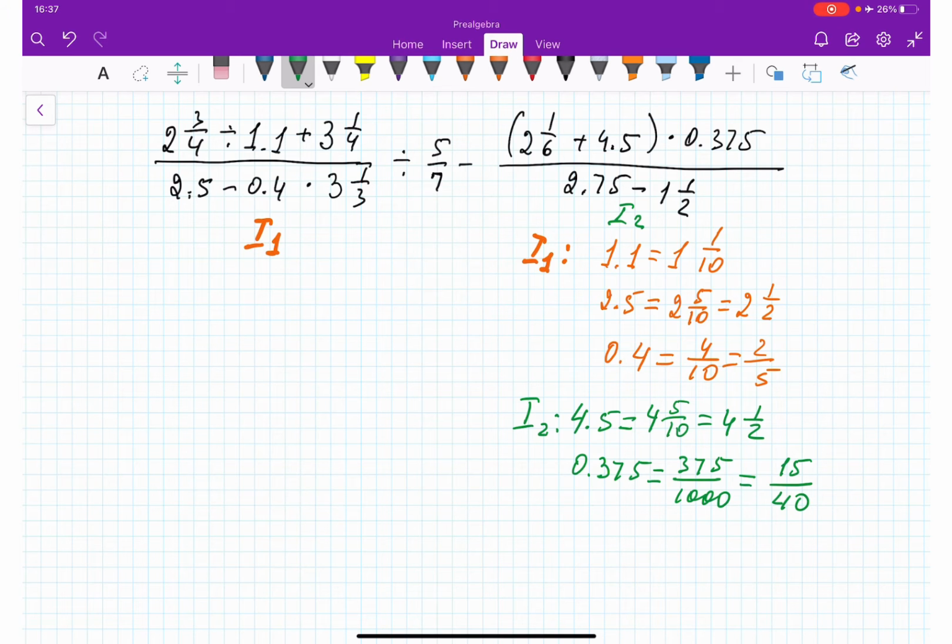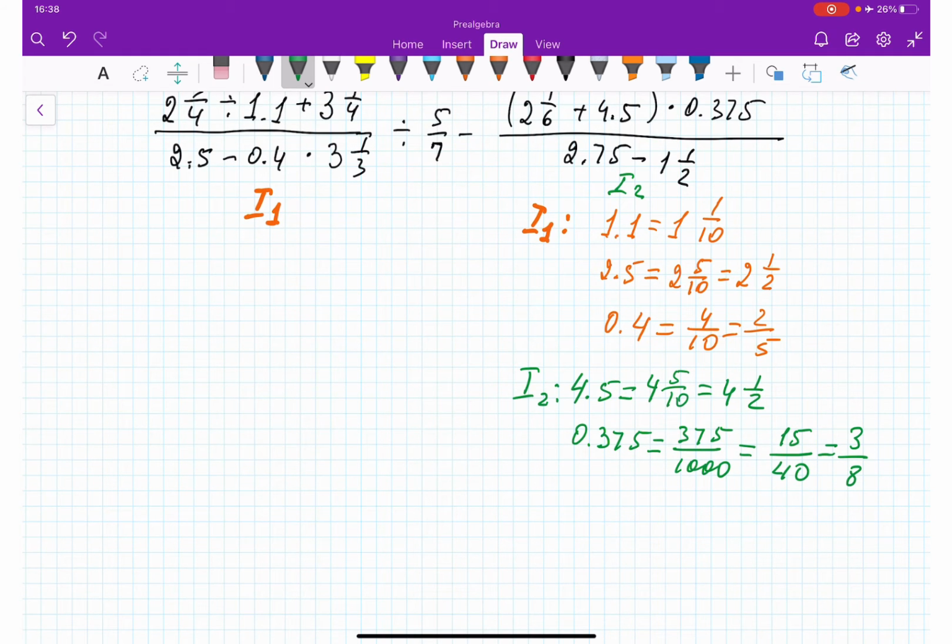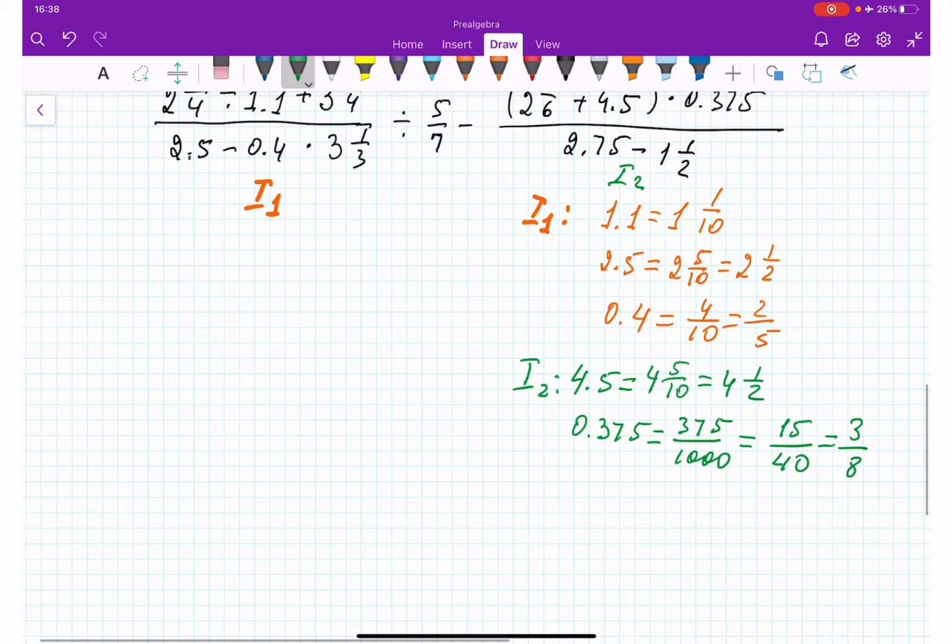Also I can divide by 5. 15 by 5, it's going to be 3. And 40 by 5, it's going to be 8. We simplify it even more. Next, 2.75, it's equal to 75 over 100. Well, 75 and 100 you can divide by 25, obviously. So it's going to be 2 and 3/4.